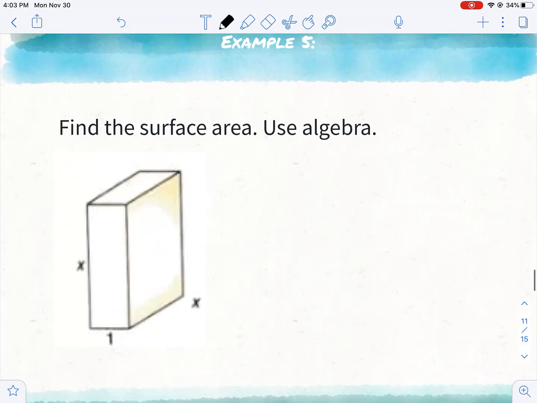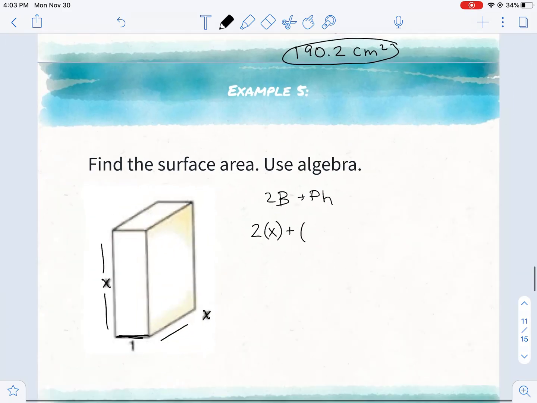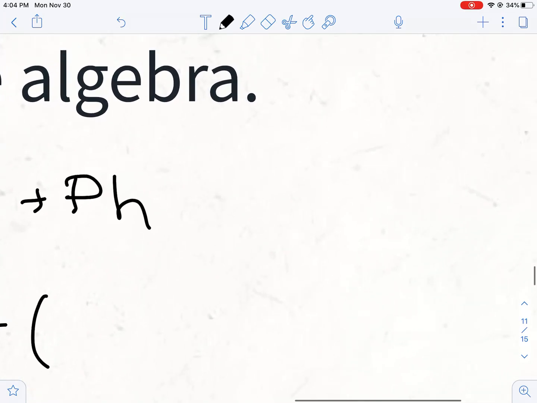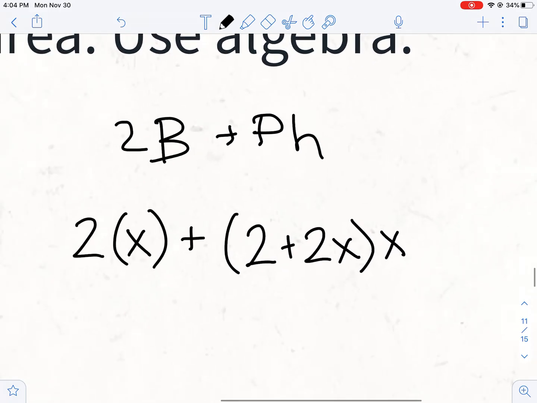On this next one, I'm asked to find the surface area using algebra. Okay, so I've got x for this length, I've got x for my height, and I have 1 for this length. I'm going to still start with my formula 2b plus perimeter times height. My base is going to be 1 times x. So I'm going to have 2 times 1 times x, which is just x. Then I'm going to need to add on my perimeter, which is 1 plus x plus 1 plus x, or 2 plus 2x, times my height, x.